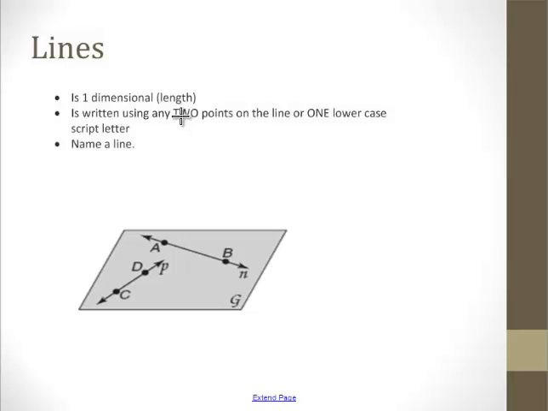And it's straight. That's what makes it one dimension. And you use any 2 points to describe a line. Alright, I need 2 points to describe a line because I need to know where it's starting and where it's ending. Or as you see down here, you could use one lowercase letter. Sometimes you'll see that in a problem, but if we already have points on the paper or on the picture, we're always going to name them with those points.